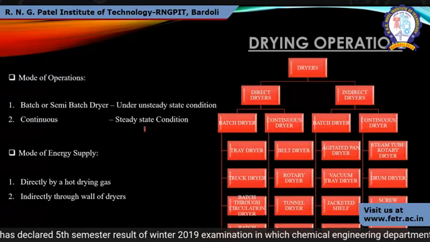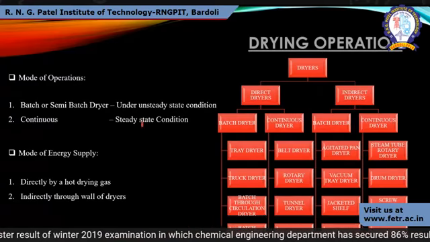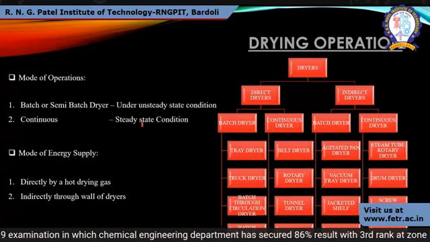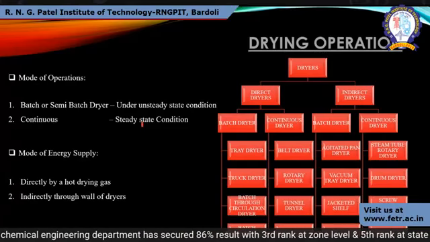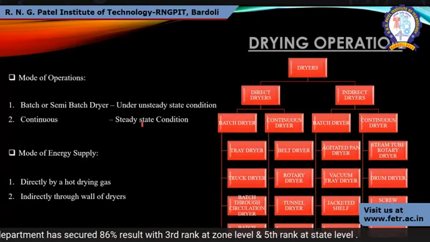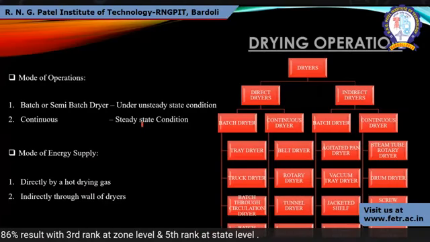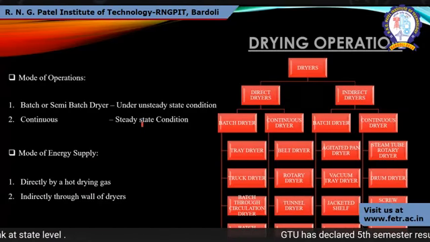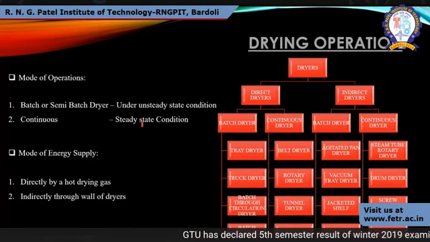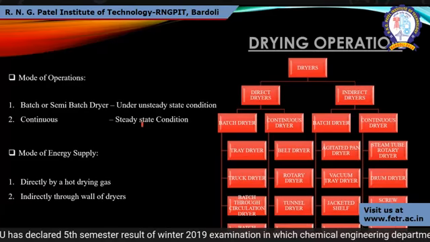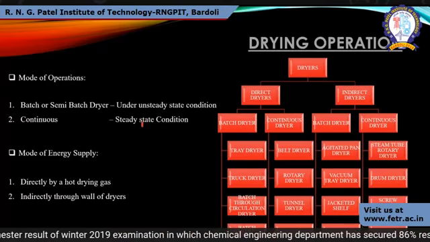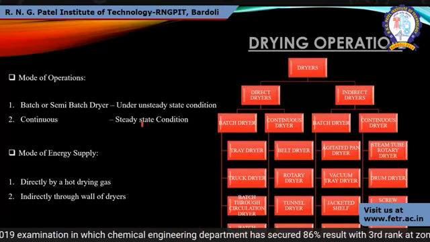Say batch or semi-batch manner. We know what is batch operation and what is continuous operation. Batch operation is under unsteady state condition; continuous operation is under steady state condition. We are familiar that in unsteady state the parameters are changing with respect to time, and under steady state condition they remain unchanged or constant.